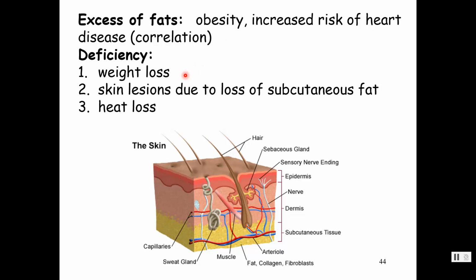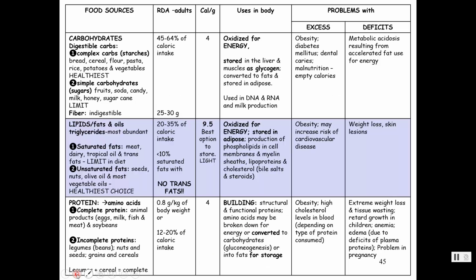If you don't have enough fats, there's going to be weight loss and skin lesions due to loss of subcutaneous fats. Remember, that subcutaneous layer is fat. And two, it also acts as insulation, so there's heat loss. So those are all problems with deficiencies of fat.